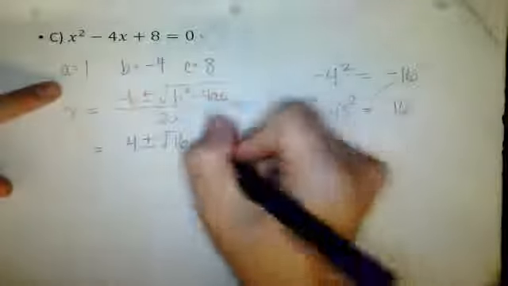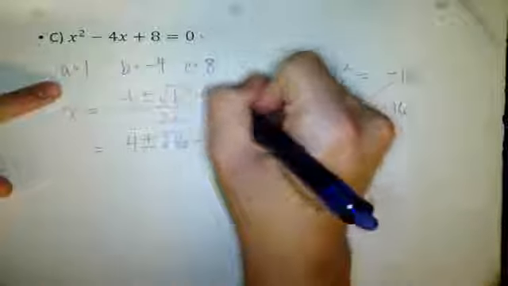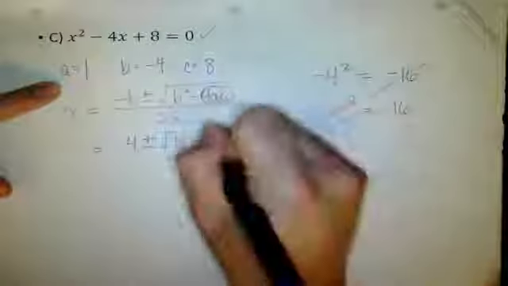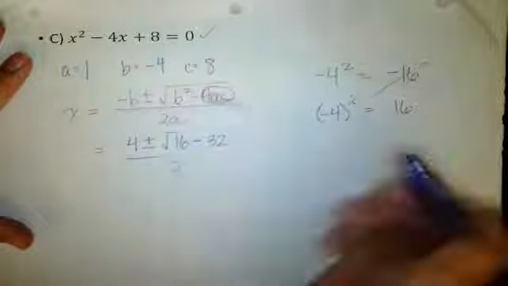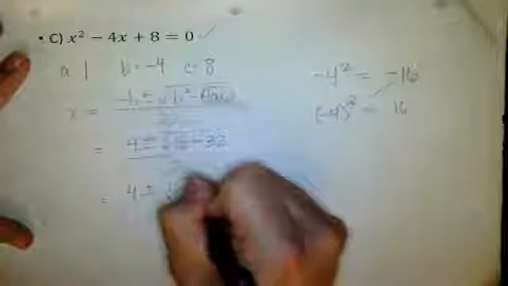All right, minus, we can do this in our head, 4 times a times c. 4 times a times 1 times 8 is 32. All right, all over 2 times 1, which is just 2. So we have 4 plus or minus the square root of what? What is 16 minus 32? Negative 16 over 2.